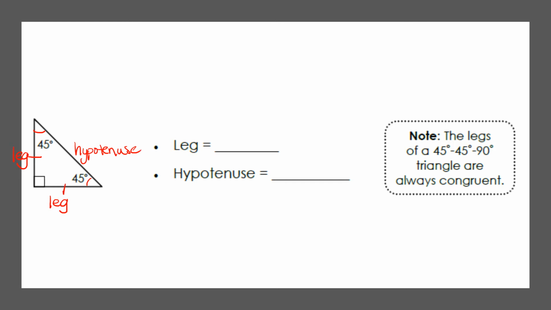When we start talking about measurements, there's an easy way to find the measurements. The leg, we will call it x. The hypotenuse is the leg x times the square root of 2.